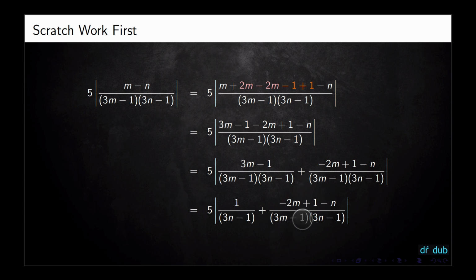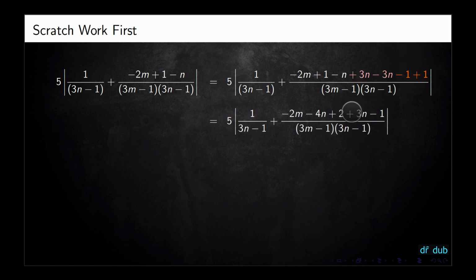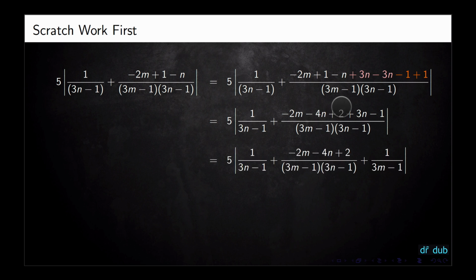Then I'm going to do the same thing over here, but now with 3n minus 1. I'm going to take this term on the right, add and subtract. I'm going to add a 3n and subtract a 3n, and then subtract a 1 and add a 1. So I can write this as 3n minus 1 over here on the right, and then the rest is left in the middle as negative 2m minus 4n plus 2. Now I can split that last term off and cancel that 3n minus 1 and leave me with 1 over 3m minus 1. This is really the whole purpose in doing that, not just to make the denominator simpler, because two denominators are really more complicated than one.